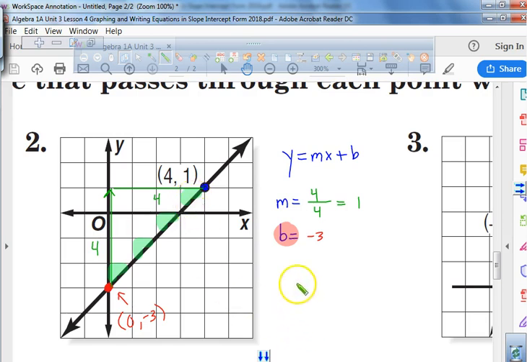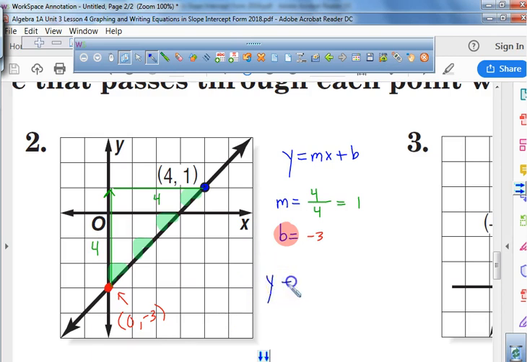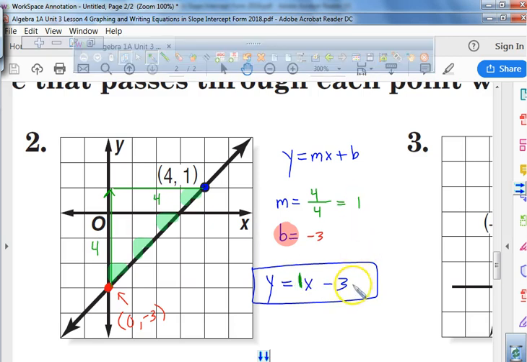Okay? So, what is our final equation going to be in slope-intercept form? Y equals x minus 3. Now, if you wanted to say y equals 1x minus 3, that's still correct. Because even though you can't see it, what number is in front of that x? What number? 1, that's the slope. There's the y-intercept.